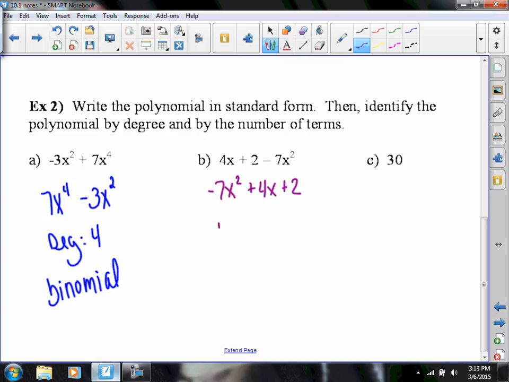So again, my degree, I'm going to look at that leading term now. It has an exponent of 2, so degree of 2. And there are 1, 2, 3 terms, or 3 monomials added together. So this is going to be a trinomial.